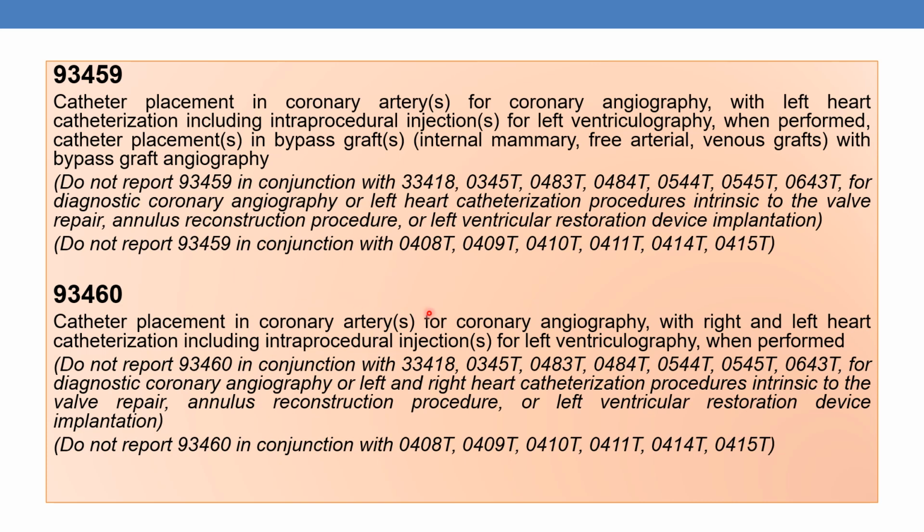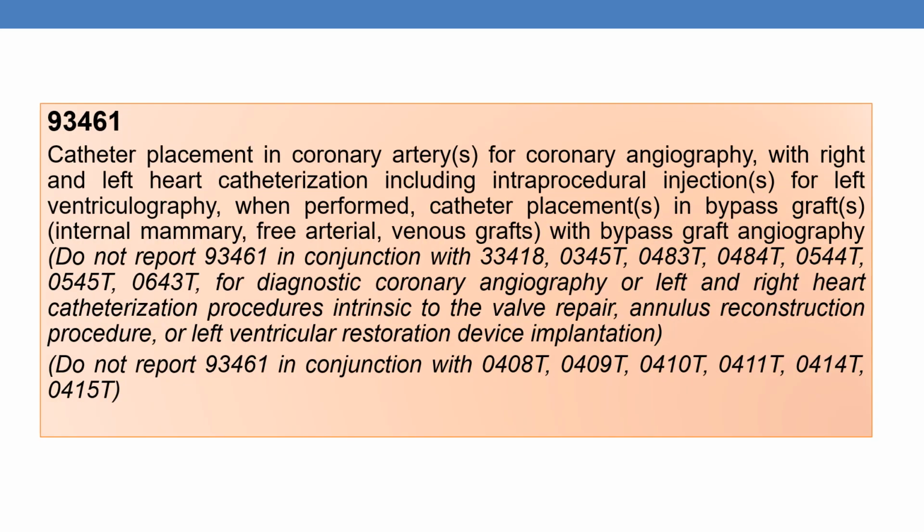The next is 93460. Here, catheter placement in coronary artery for coronary angiography with right and left heart catheterization, including intraprocedural injection for left ventriculography when performed. The code is 93460. The next is 93461. Coronary angiography with right and left heart catheterization and catheter placement in bypass graft with the bypass graft angiography. The code is 93461.